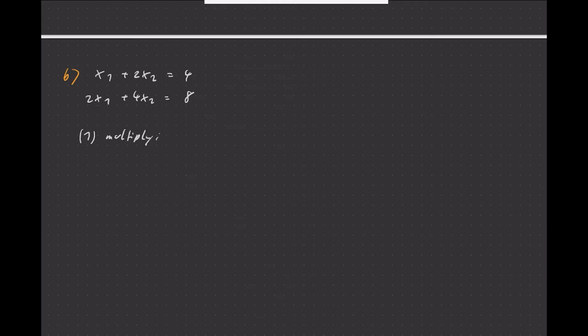Multiplying equations by constants doesn't change anything, unless you use 0, of course. That zeroes out the equation. That will lose information, so don't do that. But multiplying by anything other than 0 is fine. Multiplying equation 1 by 2 yields the system 2x1 plus 4x2 equals 8, and the second equation is still 2x1 plus 4x2 equals 8.